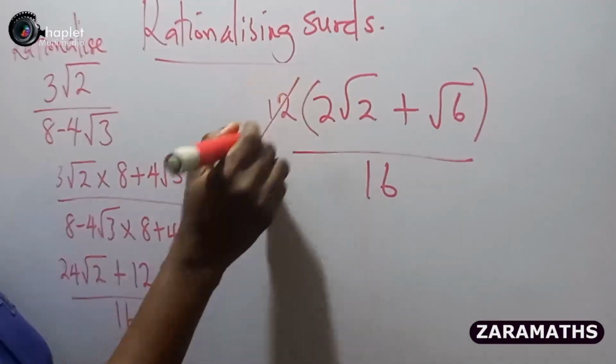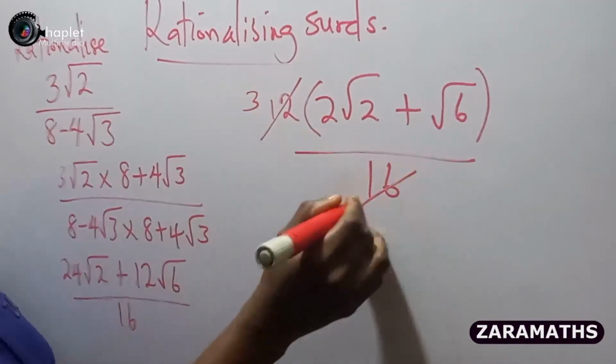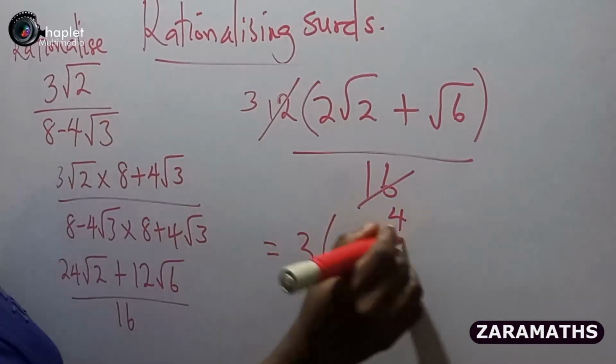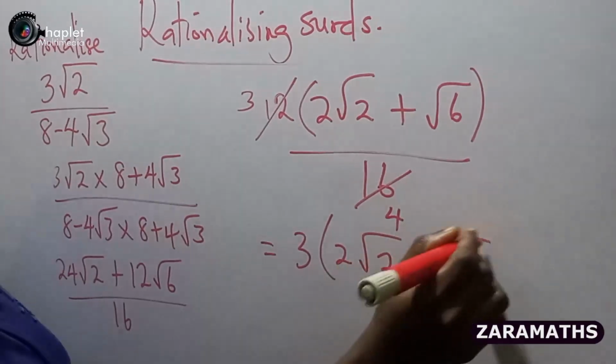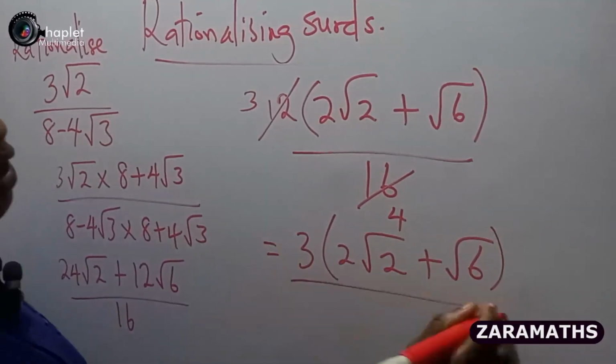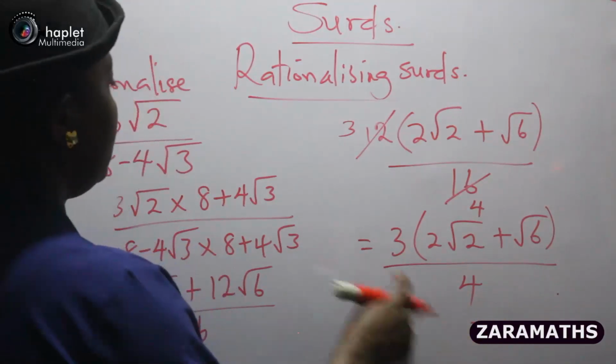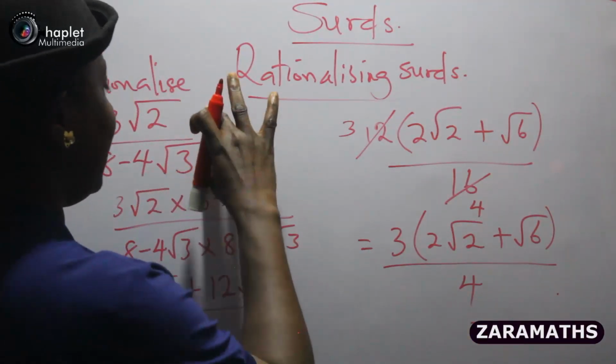4 can cancel out this. 4 here is 3, 4 here is 4. So we are left with what? 3(2√2 plus √6) over 4. So that is the final answer after you rationalize this.